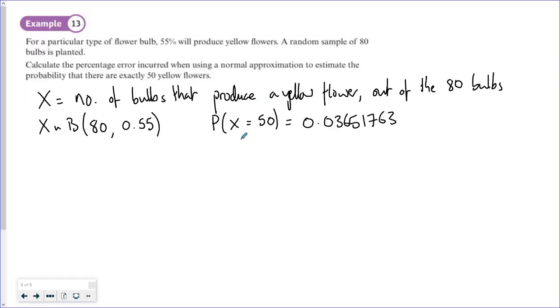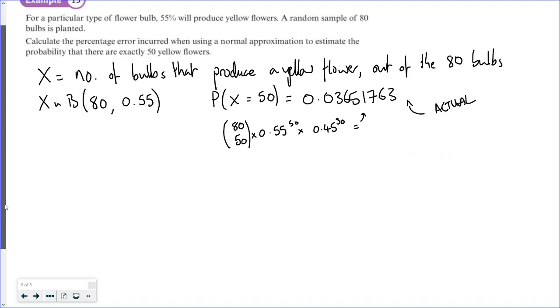You also could have got this probability using the formula for the PD probability density function. It would have been n choose x, which is 80 choose 50, and then the probability of success to the power of how many successes you've got, multiplied by the probability of failure, so the probability of not having a yellow flower, which is 0.45, to the power of how many would not have a yellow flower, which is 30. And you would have got the same answer up there. This is the actual probability using the actual distribution, the binomial distribution.